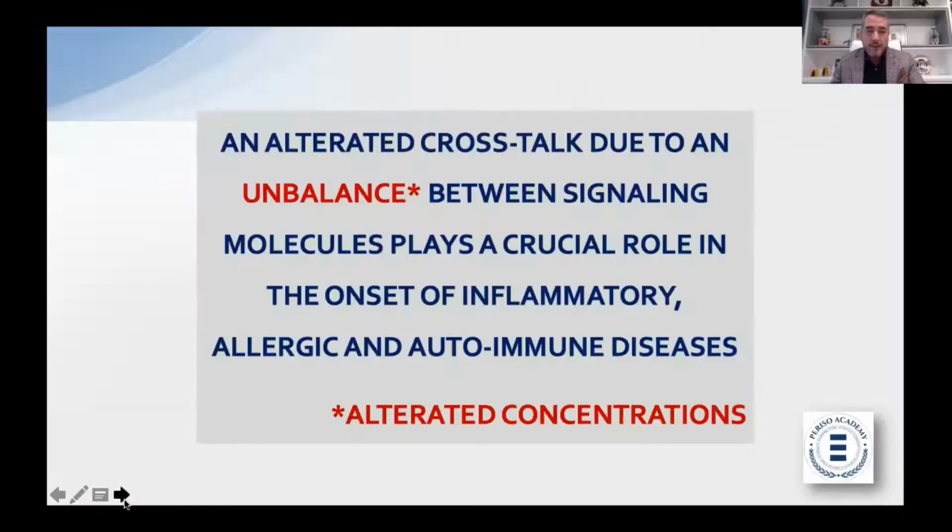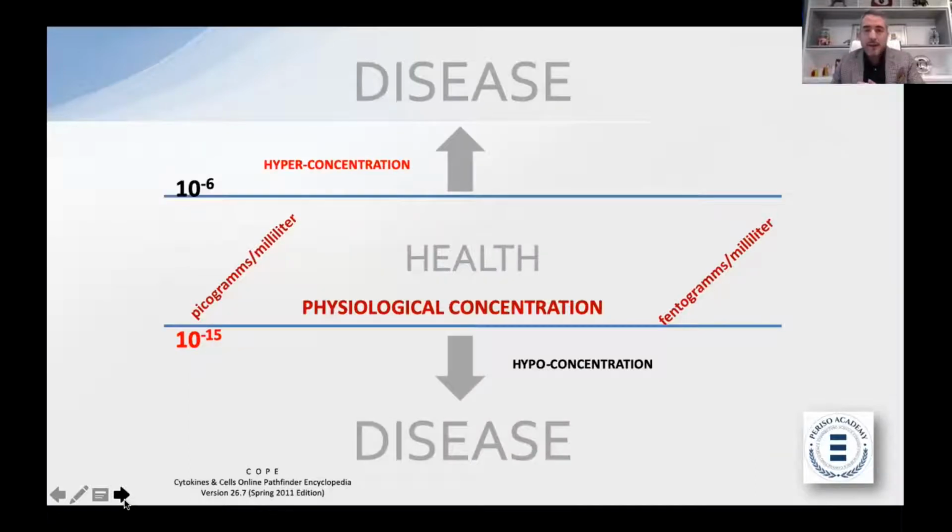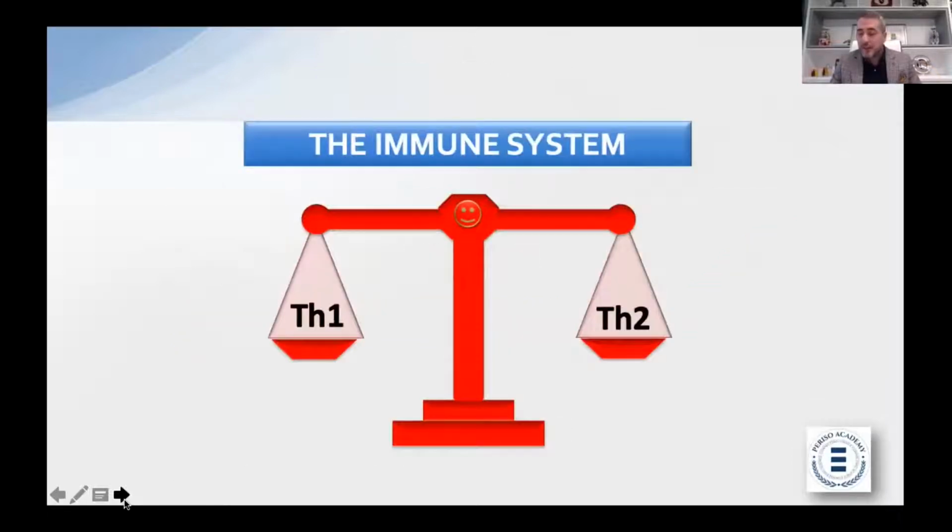Okay. The first step is to understand the imbalance of signal molecules, which play a crucial role in inflammatory, allergic, and autoimmune disease. Altered concentrations stimulate chronic and acute disease, which is a very, very high problem. Normally, the physiological concentration is picograms per milliliter or femtograms per milliliter. Hyperconcentration or hypoconcentration starts the disease. It's very important to understand the balance in order to understand the disease.